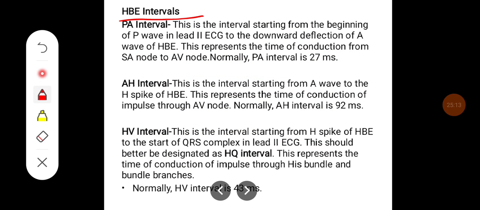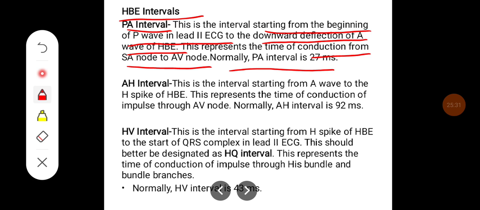So there can be different intervals. PA interval. This is the interval starting from the beginning of P wave in lead 2 to the downward deflection of A wave of HBE. This represents the time of conduction from SA node to AV node, and normally this is 27 milliseconds.